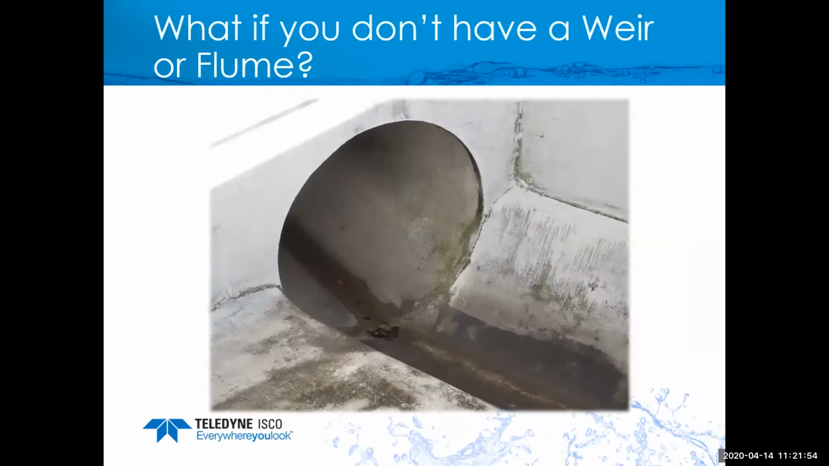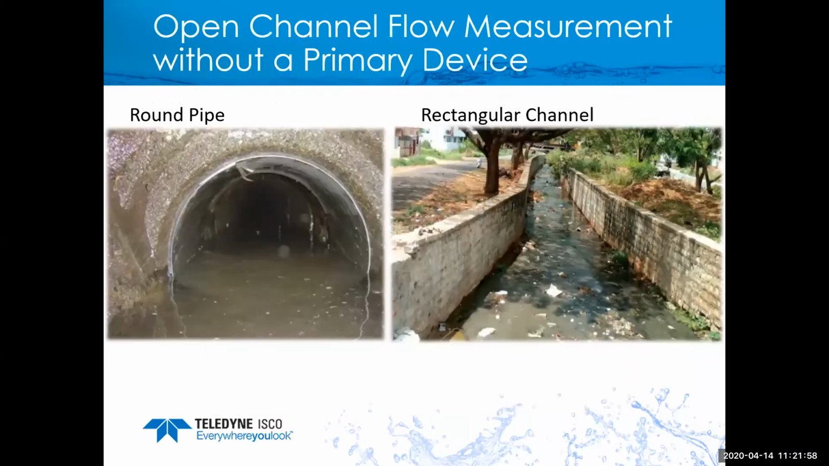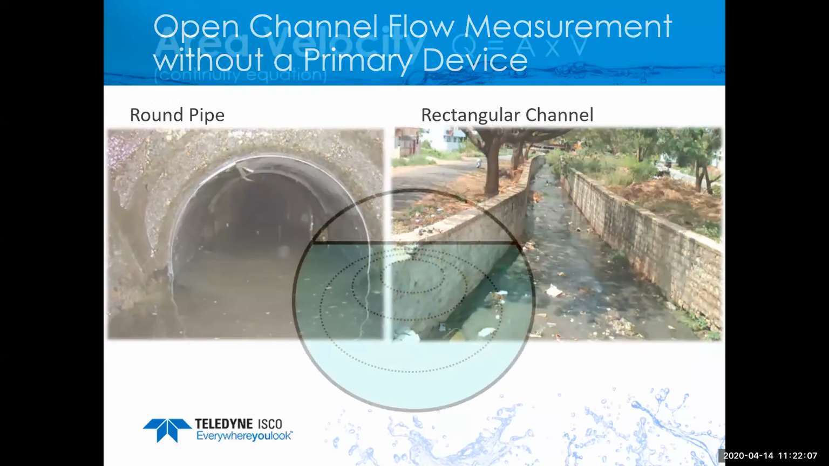Now, what if you don't have a weir or a flume? How am I going to measure flow? Without a primary device such as the weir or flume, you may come across round pipes or rectangular channels that you have to monitor.